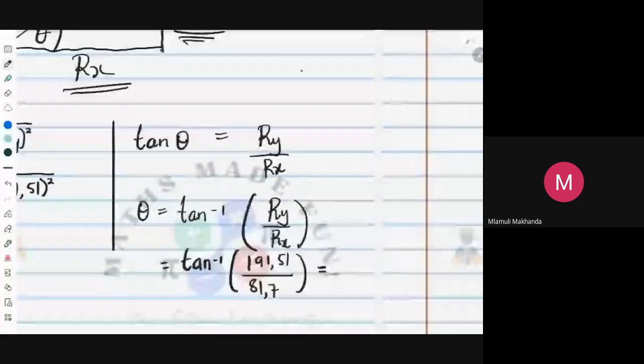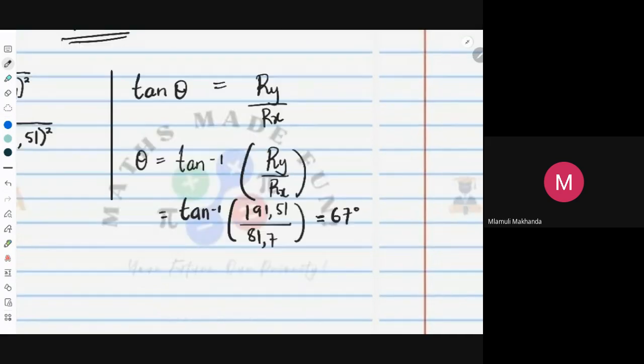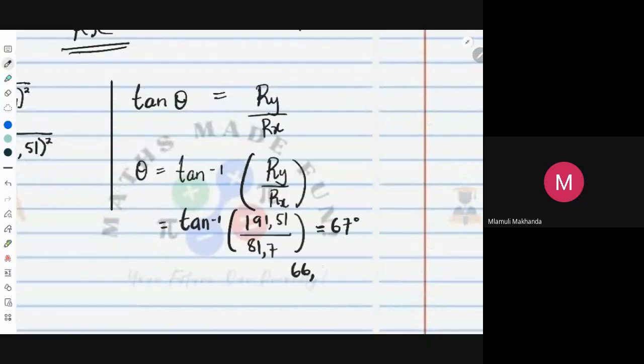So that will be 67 degrees. I actually got, if I show you, 66.895. Oh yeah, no, this is wrong. So let me round off. This is 66.90 degrees because you round off.